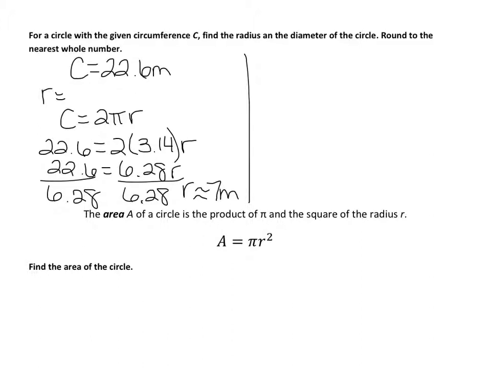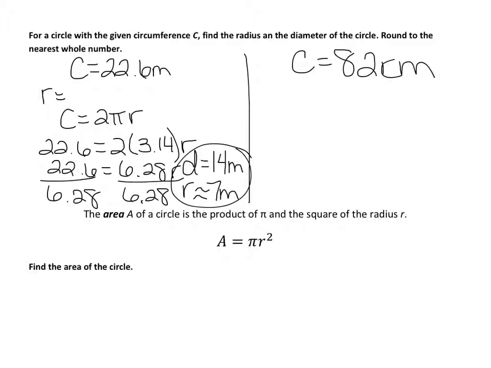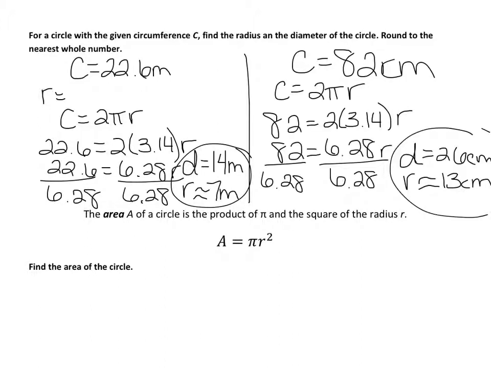Okay, so if the radius is about 7 meters, the diameter, I know, is twice that. I want you to do this next one on your own, so set it up the exact same way. This time the circumference is 82 centimeters. So go ahead and pause the video, find the radius first, and then double it and find the diameter. Alright, well hopefully you got the radius to be about 13 centimeters. Once you double that, you should get all the way across the circle to be 26 centimeters.